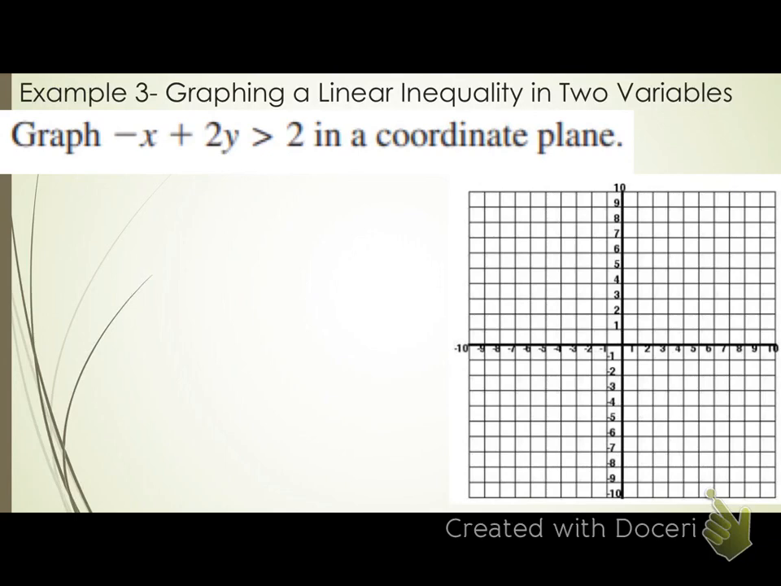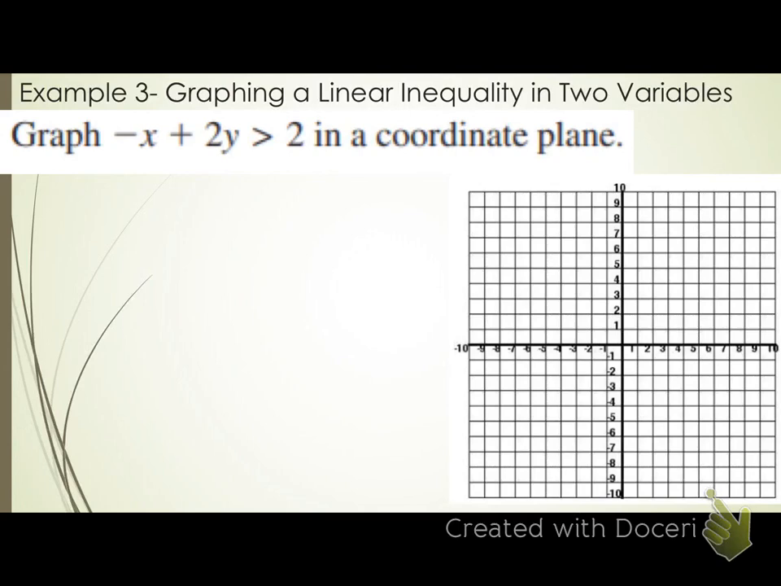What form do I want this in order to graph it? Not quite. That's the form that it's currently in, standard form. In order to easily graph it with a slope and a y-intercept, what form do I want it in? We forgot what it's called? Slope-intercept form. Right? y equals mx plus b.